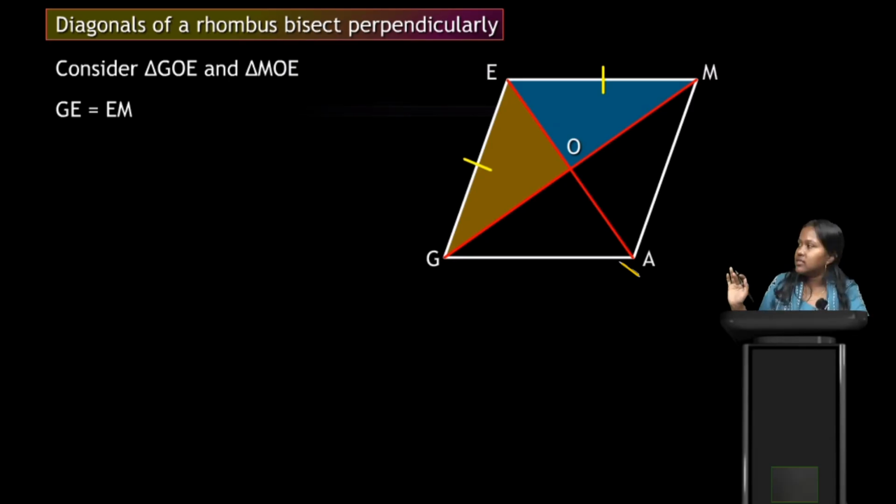First, when you consider the adjacent triangles, here you can see GE is equal to EM. Why can you tell?